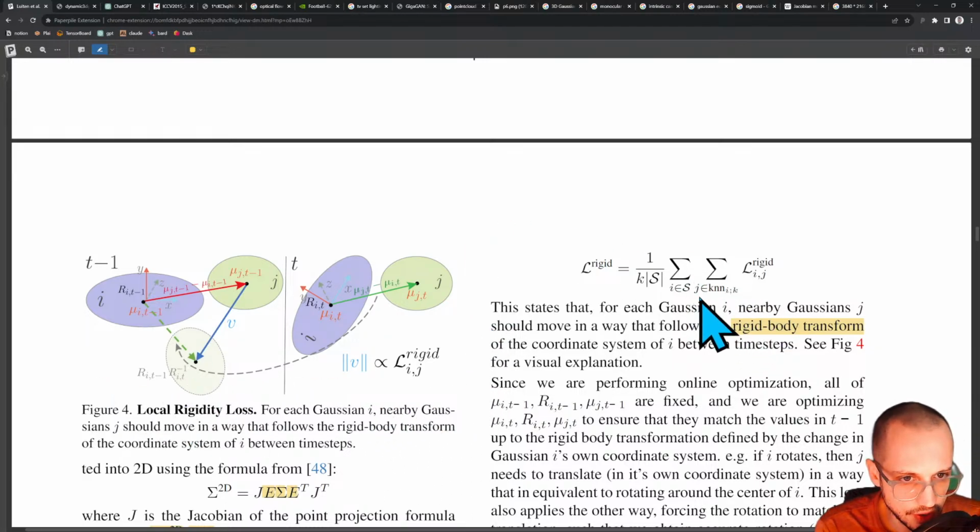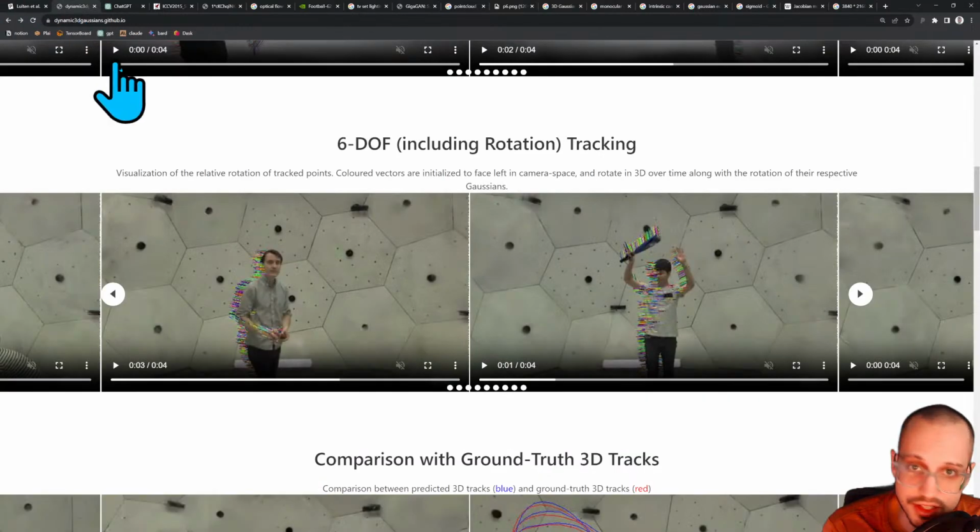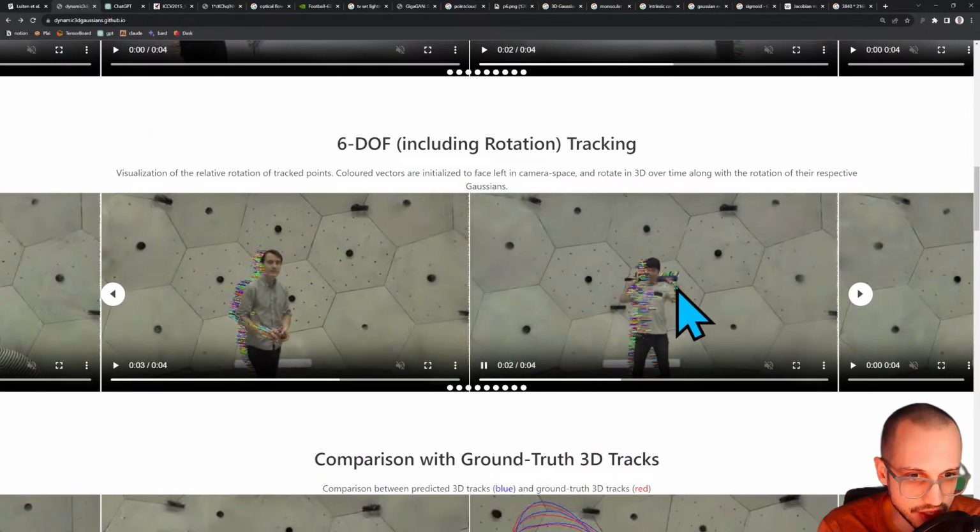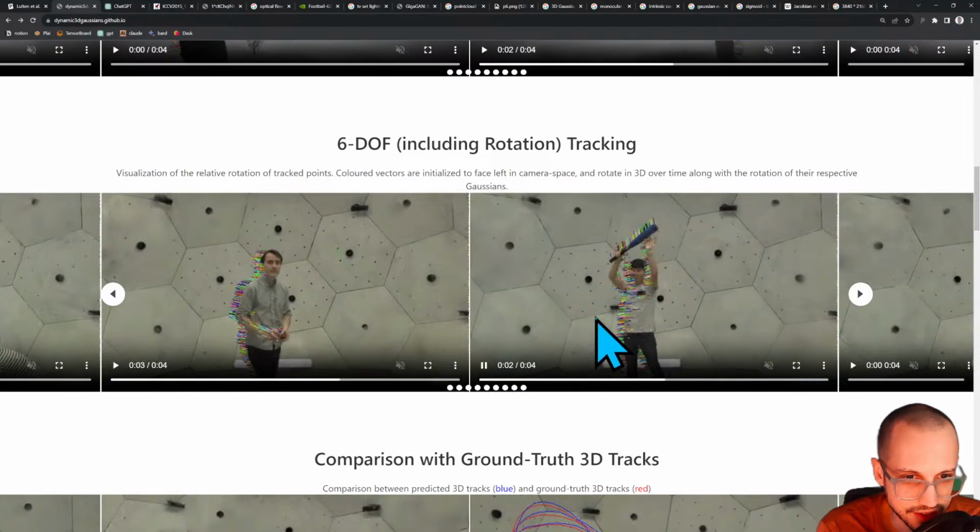You're summing this for all j in some neighborhood. So KNN i,k, this means you're summing this rigidity loss for all i and j with some k nearest neighbors. That's what this KNN means. But then you're doing it for all Gaussians in the scene. So somehow that magically works out to the situation where you perfectly track this bat. Which is weird that it just magically works out that way.